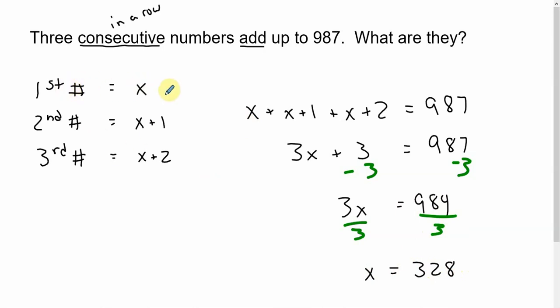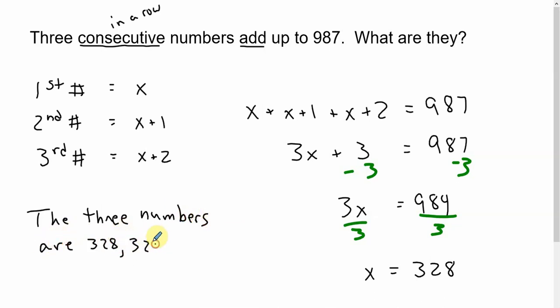So my 3 numbers will be 328, 329, 330. So that's how I phrase my answer. The 3 numbers are 328, 329, 330. Let's check. Are they 3 consecutive numbers? Are they in a row? Sure. Do they add up to 987? Check that on your calculator. You will find that yes, they do add up to 987. So it all checks out. This is the right answer.